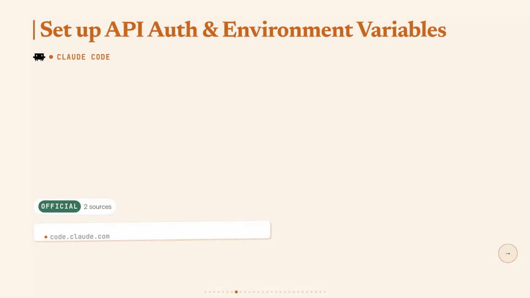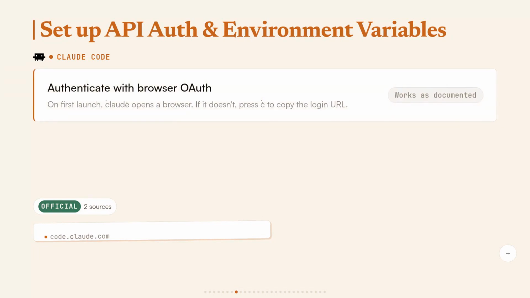According to official docs, the smoothest path is browser OAuth. First time you run claude, it opens a browser tab. If it doesn't, you press c to copy the login URL manually. That single flow works whether you're on Claude Pro, Max, Teams, Console, or a cloud provider account. No key hunting, no config files to edit before you can even start. On quotas, the free tier gives you roughly 20 messages per 5-hour window. Pro is marketed as unlimited with an asterisk, meaning soft caps still apply under heavy use.